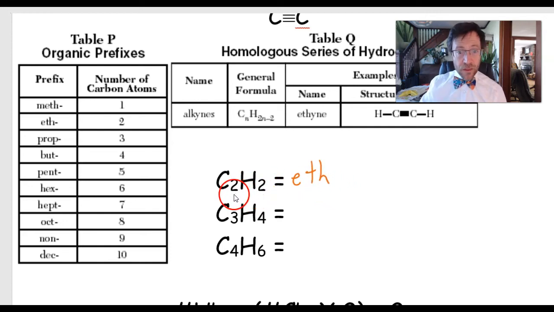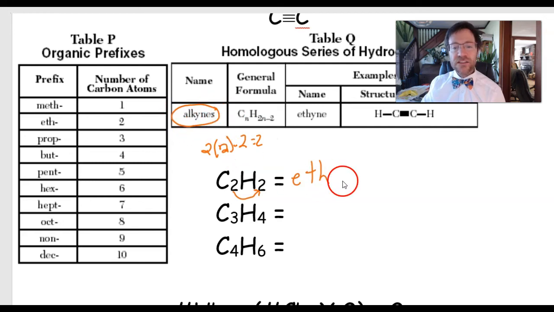Then we look at the ratio of carbons to hydrogens. So if n equals 2, it's going to be 2 times 2 minus 2. So 2 times 2 is 4. 4 minus 2 equals 2. Oh my gosh, look, we're at the alkynes. So this is E-T-H-Y-N-E, ethyne. 3 carbons, meth, eth, prop.